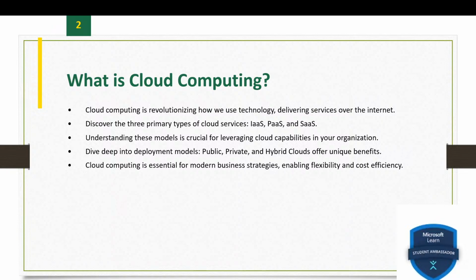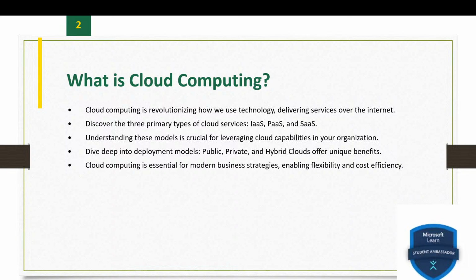And deployment models of cloud computing. Here, it is of four types, and the first one is public cloud. Services are delivered over the public internet and shared across multiple users. Here, users are referred to as tenants. For example, Azure, AWS, and Google Cloud.